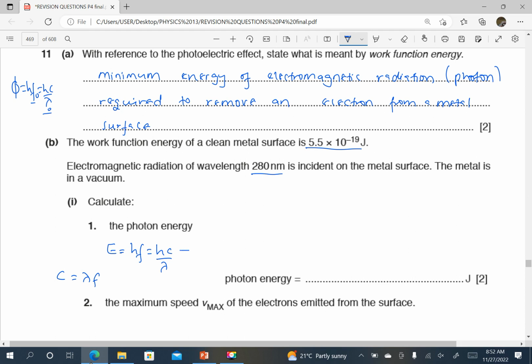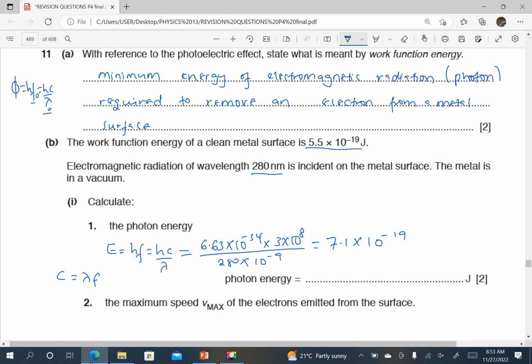So I just substitute directly because I know h is Planck's constant, which is 6.63 times 10 power negative 34, then times the speed of light, which is 3 times 10 power 8, divided by the wavelength, which is 280 nanometers, which is 280 times 10 power negative 9. So I press my calculator. From my calculator, this is 7.1 times 10 power negative 19.